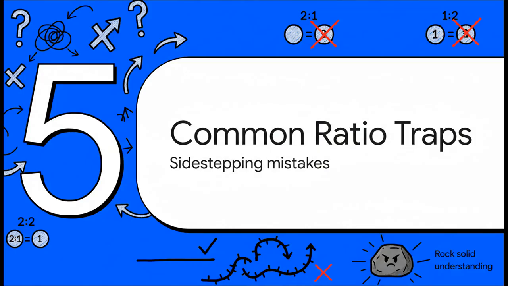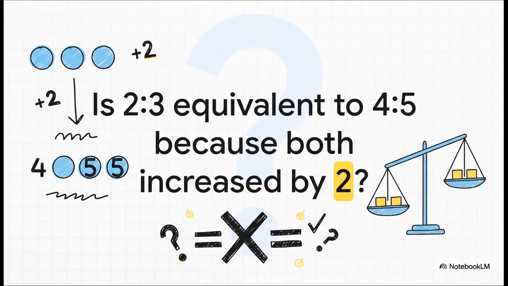Okay, for our final section, let's talk about the most common mistake people make with ratios. I mean, everybody does it. And if you can understand this one trap, you'll have truly mastered this concept. This is the #1 slip-up I see. It seems kind of logical, right? To get from 2 to 4, you add 2. So you just add 2 to the other side to get 5.